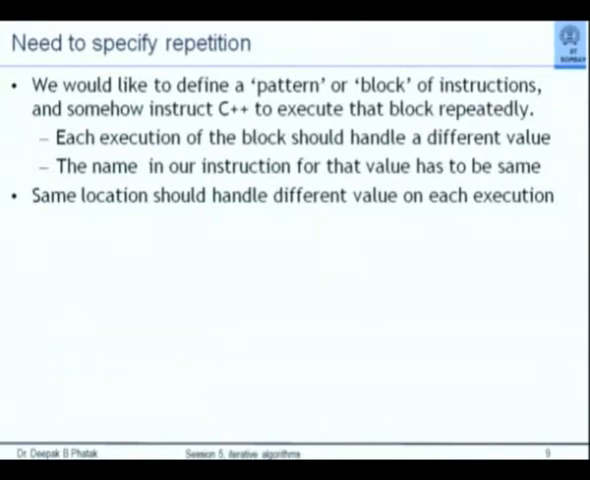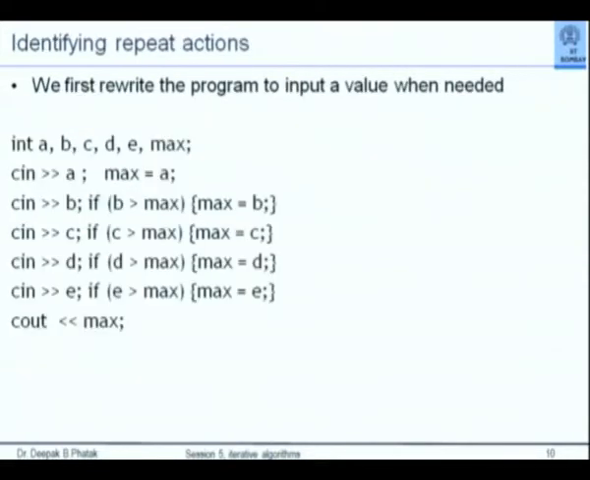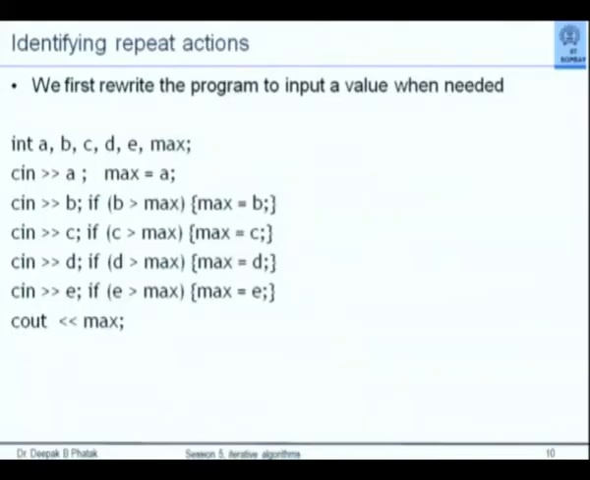So the first thing that we do is rewrite the program to take an input only when it is required. What is the difference? Earlier we were reading all values first and then evaluating them against the maximum comparison. Now when I read all values first, I have to keep them in separate identities necessarily. All that I am saying is, instead of reading all values first, if I read a value when it is needed, then how will my program look? It will look like this. Do you understand what we have done?